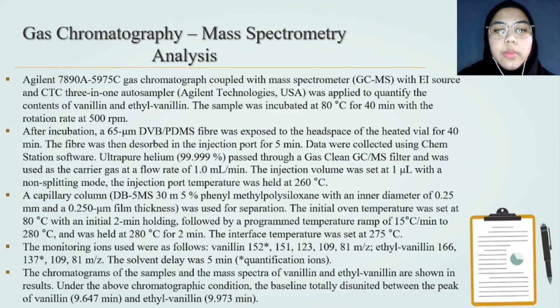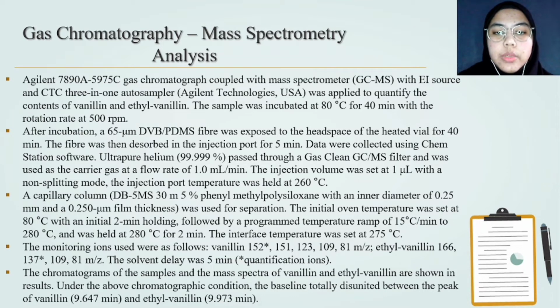Next is gas chromatography mass spectrometry analysis. An Agilent 7890A-5975C gas chromatograph coupled with a mass spectrometer with EI source and CTC 3-in-1 autosampler was applied to quantify the content of vanillin and ethyl vanillin. The sample was incubated at 80 degrees Celsius for 40 minutes with a rotation rate of 500 rpm. After incubation, a 65 micrometer DVB/PDMS fiber was exposed to the headspace of the heated sample for 40 minutes. The fiber was then desorbed in the injection port for 5 minutes.